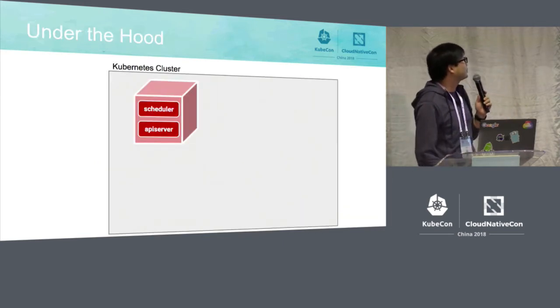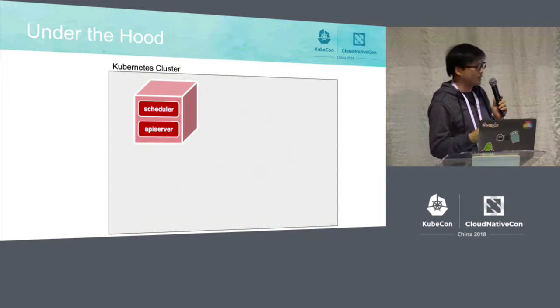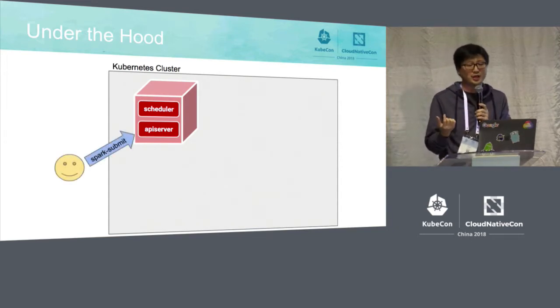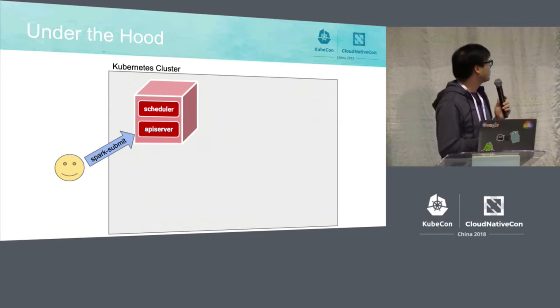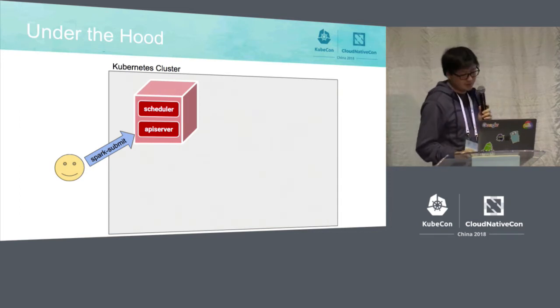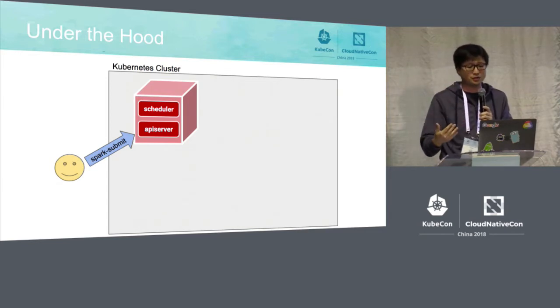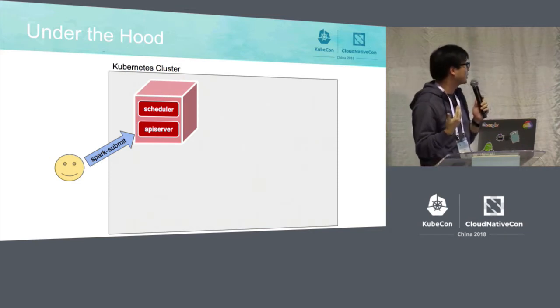So under the hood, when a user runs Spark Submit by giving it a master URL that starts with k8s, what happens underneath is that the submission client will run these steps that I just mentioned to create a driver pod spec, then send it to the API server.